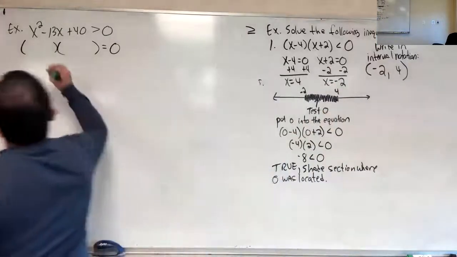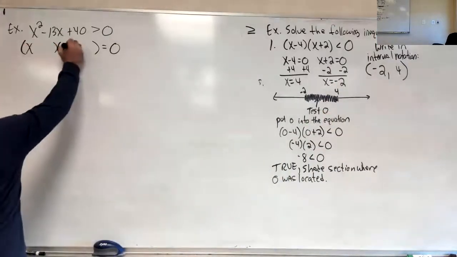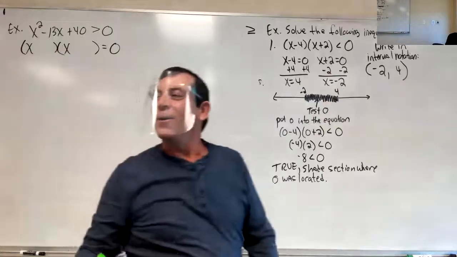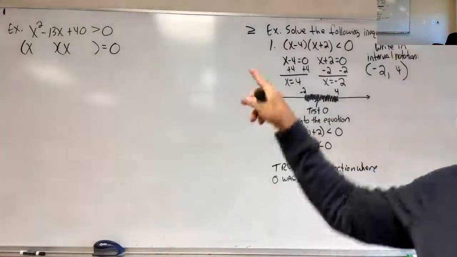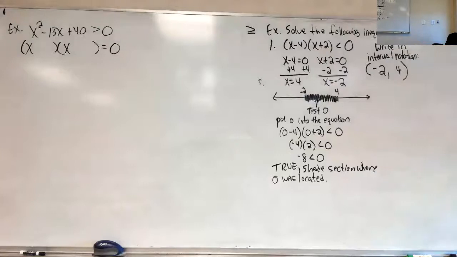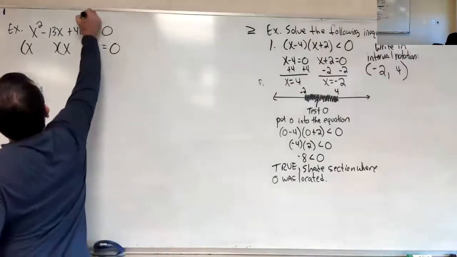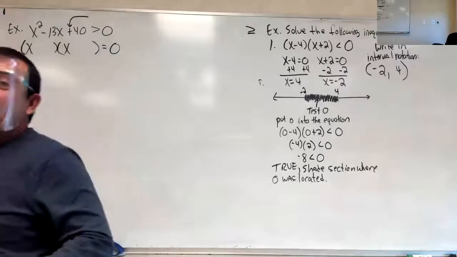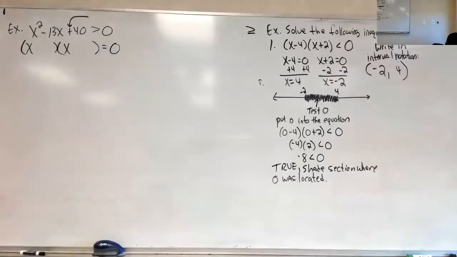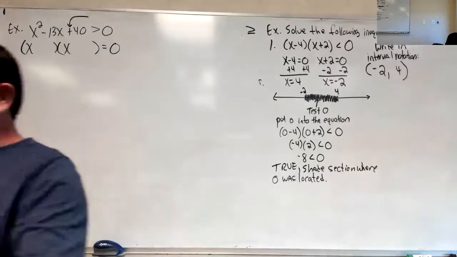So in the beginning would be an x and an x. So can y'all tell me what two signs I would put into my little parentheses? So here's the thing. That last sign is a positive. So that means we need like signs in those parentheses. Okay. So they're both going to be negative.